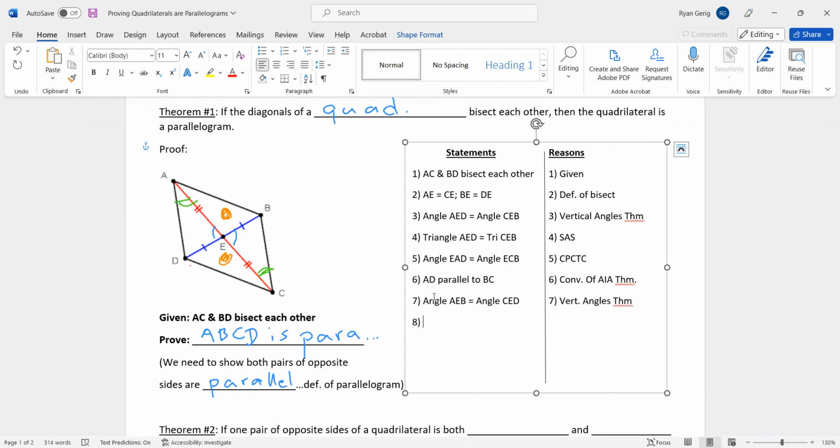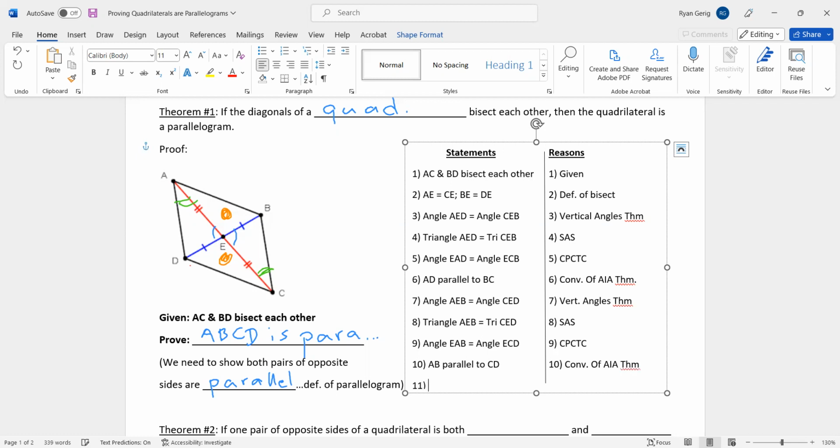Then I can say that the two triangles are congruent by side angle side. Then I can say angle EAB is congruent to angle ECD by CPCTC. And then I can say AB parallel to CD. And that's converse of alternate interior angles theorem.